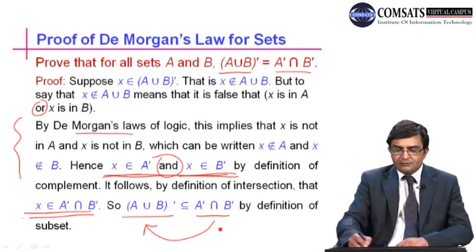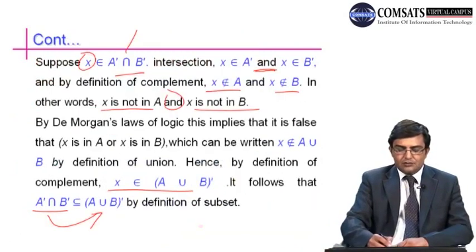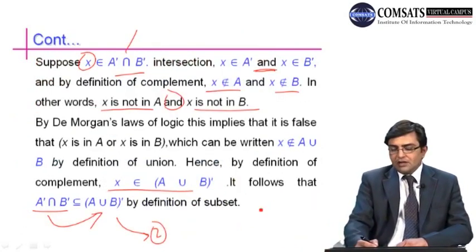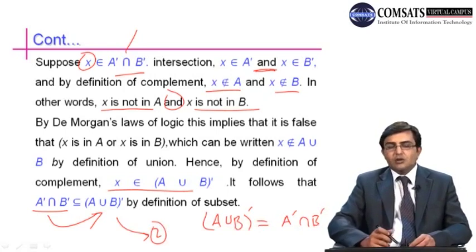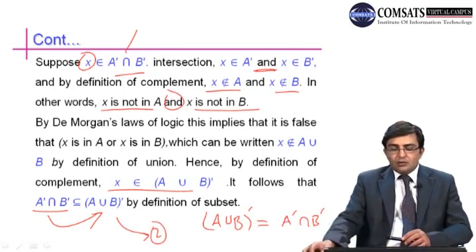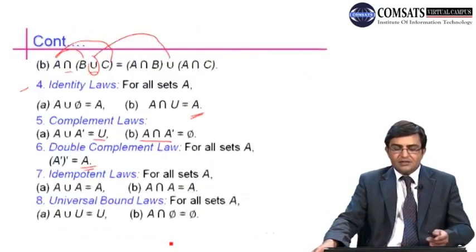Here we have proved that by equation 1 and equation 2, A union B whole complement is equal to A complement intersection B complement. So this is De Morgan's law. So we have proved two laws for sets, the distributive law and De Morgan's law. The rest of the identities, you can prove yourself. I hope these are very simple now for you.